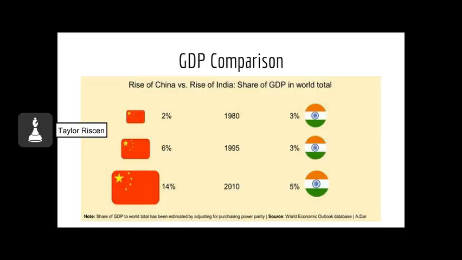As we mentioned earlier, India and China are two of the world's biggest economies. However, they are far from equal in size. As you can see by this chart, China's share of GDP in the world has grown by leaps and bounds at a very rapid rate. While India has experienced growth, it has been at a much more modest pace than China.